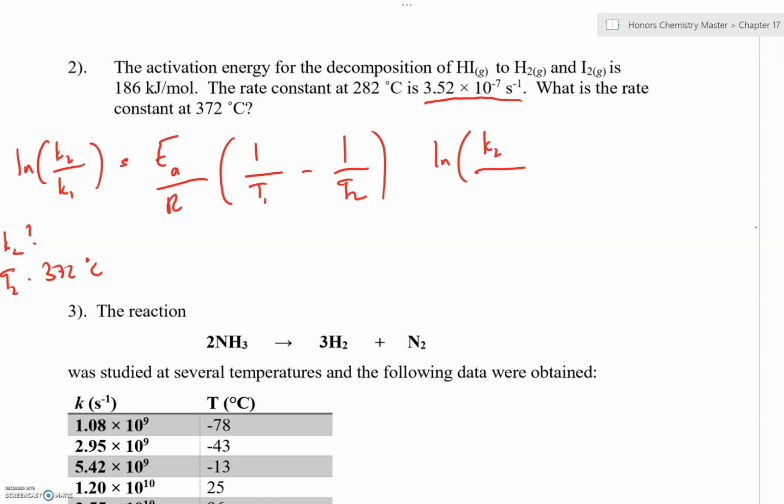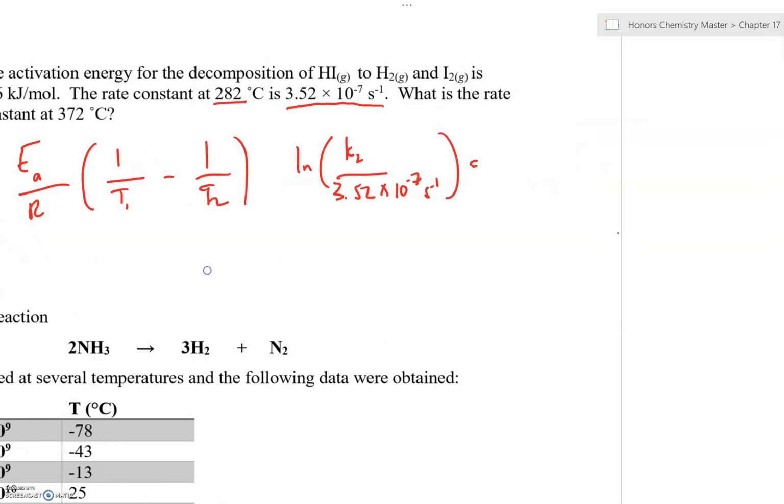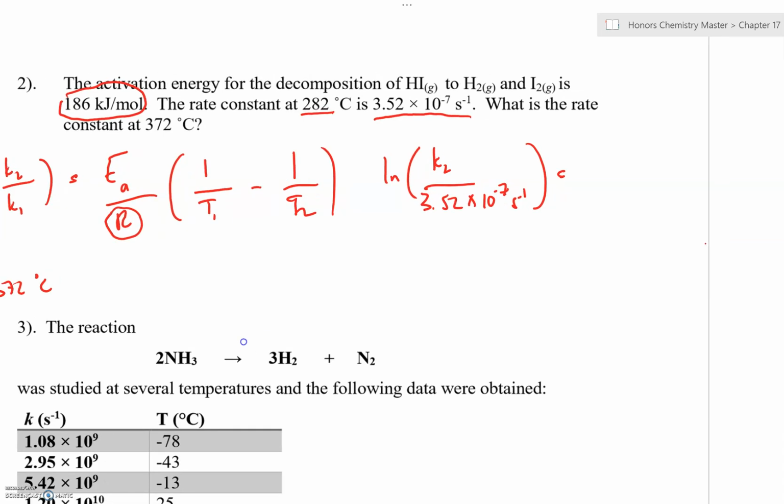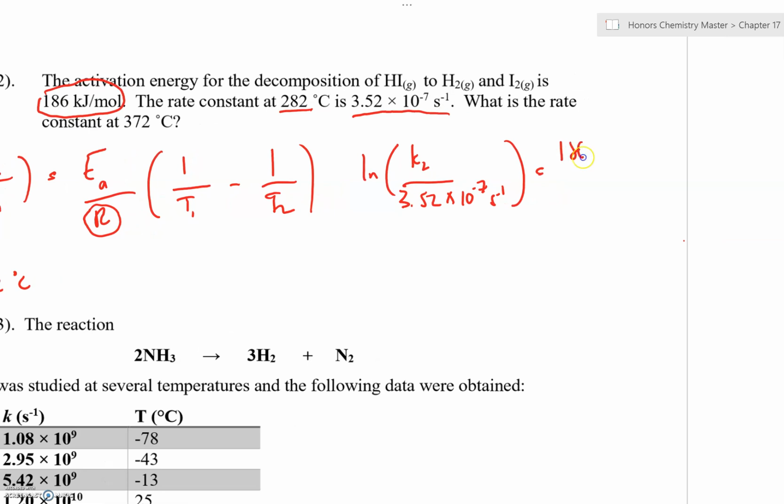Well, there is the rate constant at our first temperature, 282. So I'm going to say 3.52 times 10 to the minus 7th seconds to the negative 1 is equal to EA. It tells us right here the activation energy is 186,000 kilojoules per mole. And because R is in joules over Kelvin moles, let's get those units to be equivalent. 186,000 joules over 8.314 joules over Kelvin mole.